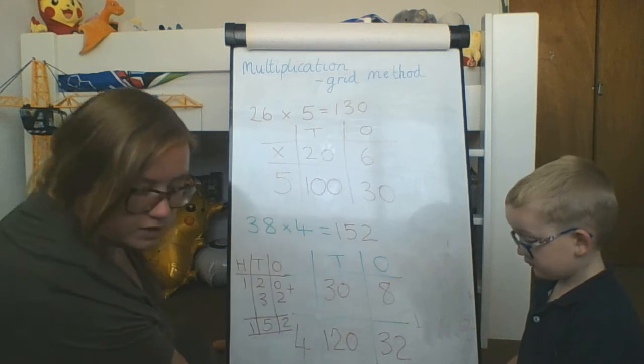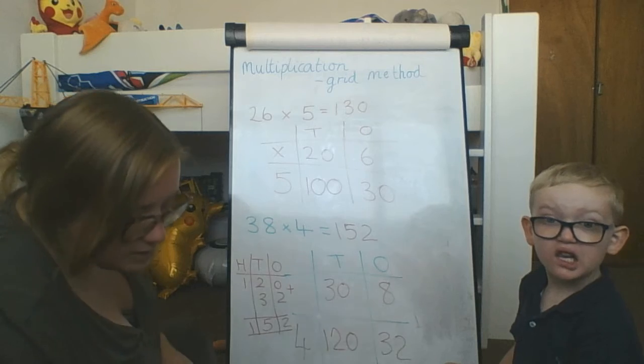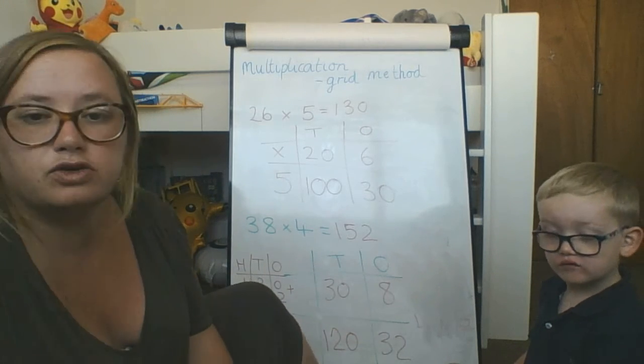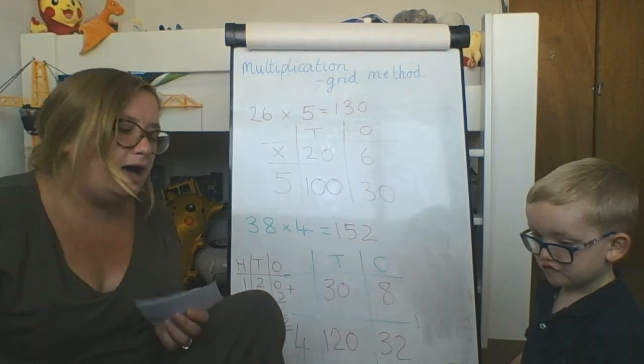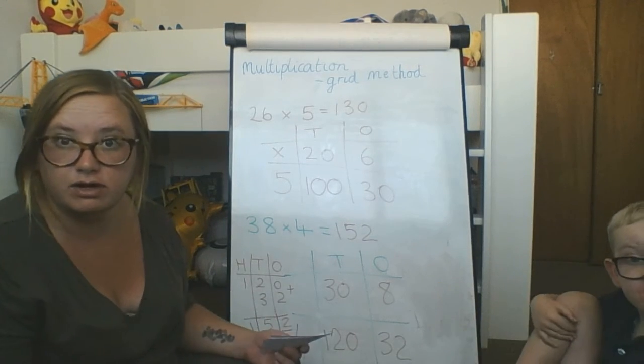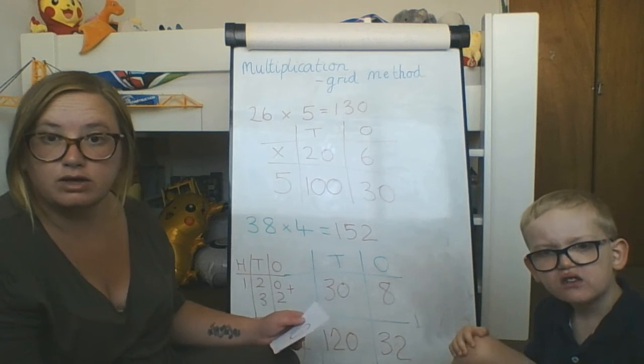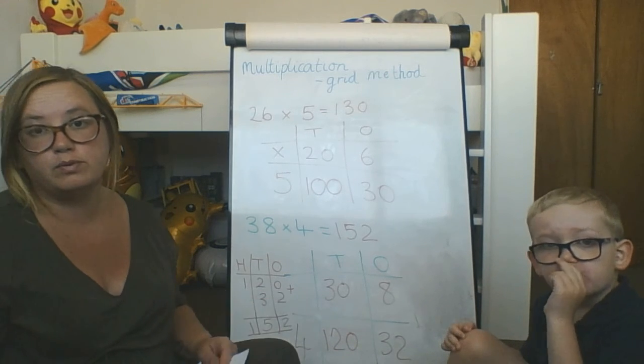So this is a chance for you at home to have a practice. Have a practice at using the strategy, at creating your own number sentences. Pick the numbers with your grown-ups so that you know that you're going to feel comfortable working with them as well.